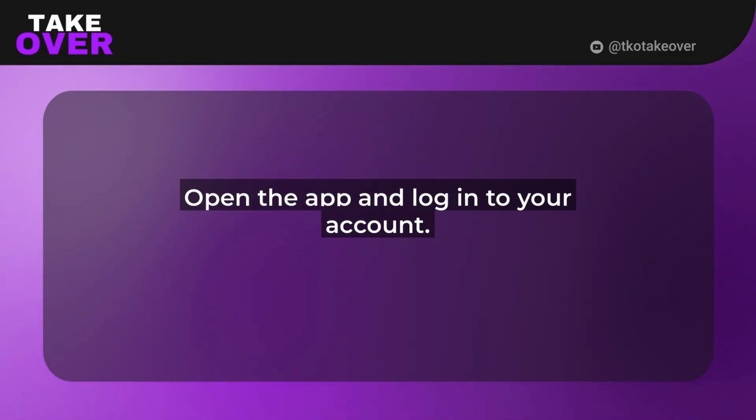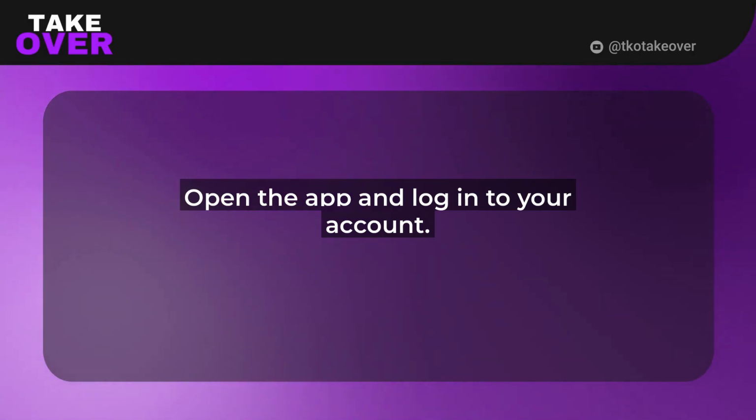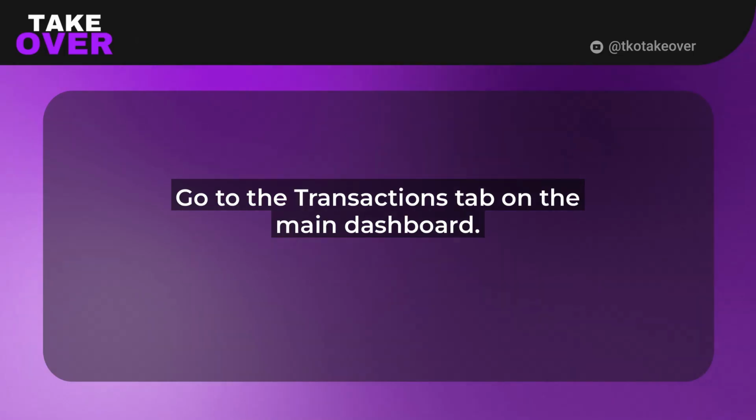To get started, make sure you have the Honeydue app installed on your phone or tablet and that you're logged in with your account. Once you're in, head over to the main dashboard. This is where you'll see an overview of your transactions, budgets, and any pending items.